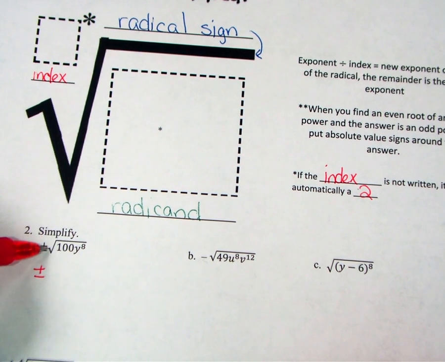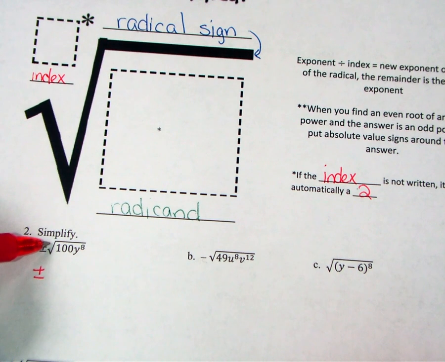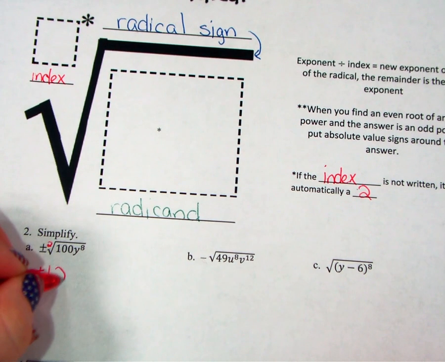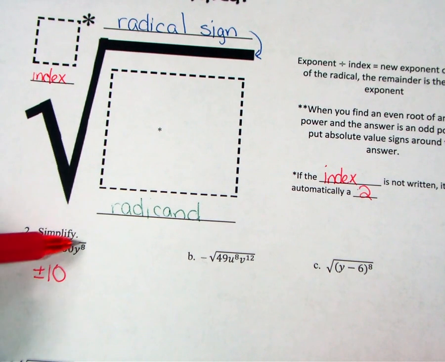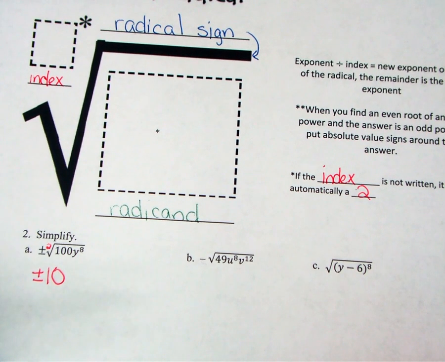How do I know that this is a square root symbol? Because there's nothing written in front. When there's nothing written in front, you assume that that index is 2. Now that index is actually very important because it tells you how many need to be in a group in order to come outside of the radical. Now we know automatically that the square root of 100 is just 10. But we don't necessarily know the square root of y to the 8th. So instead we can do this exponent over index.